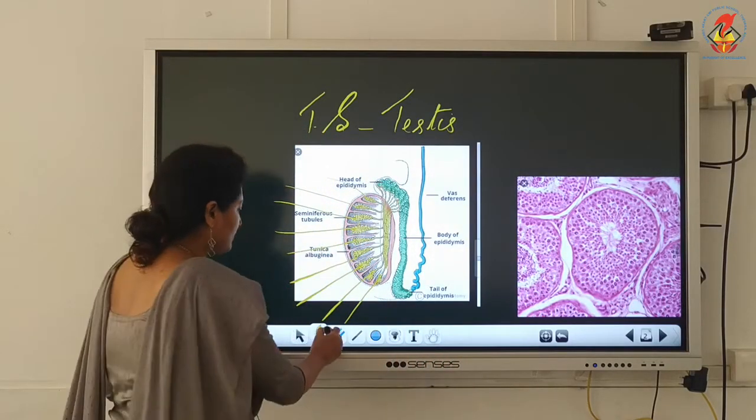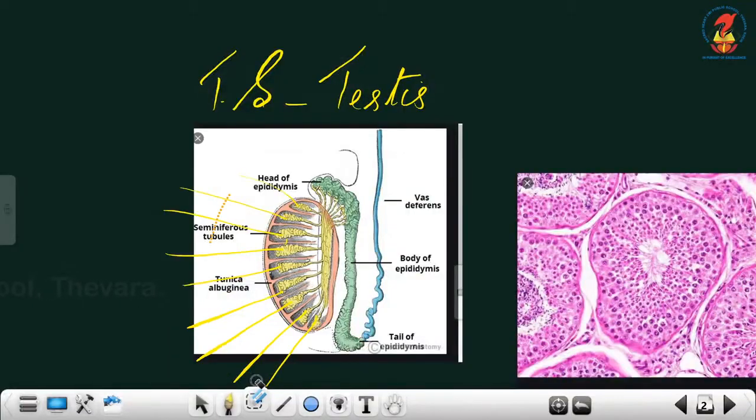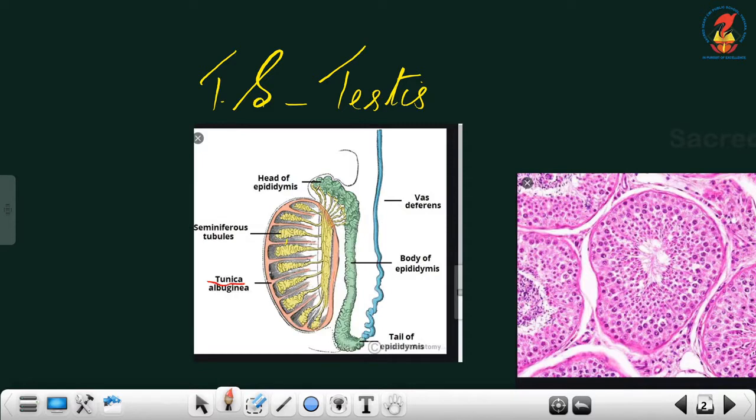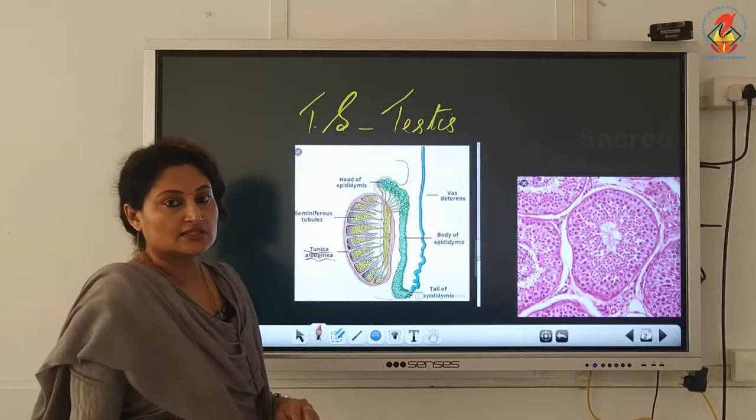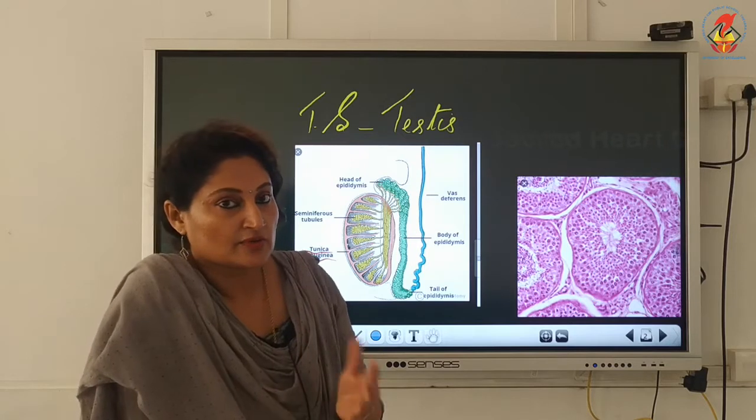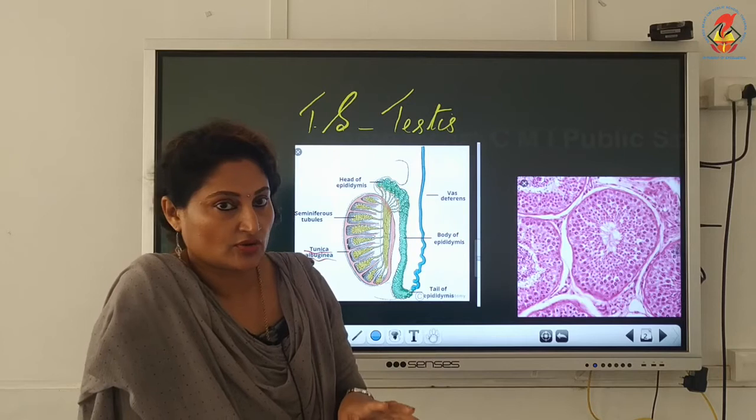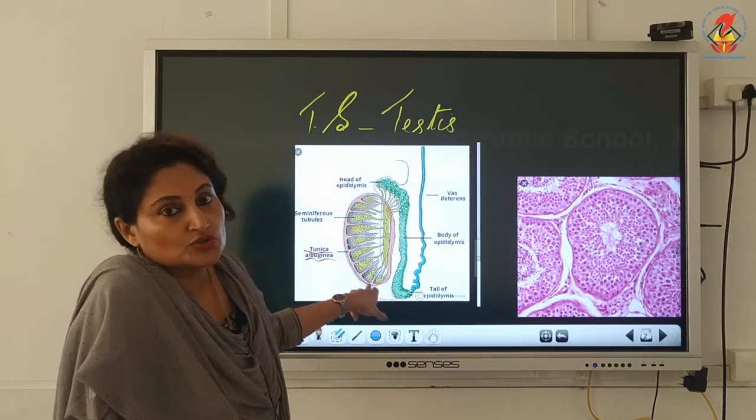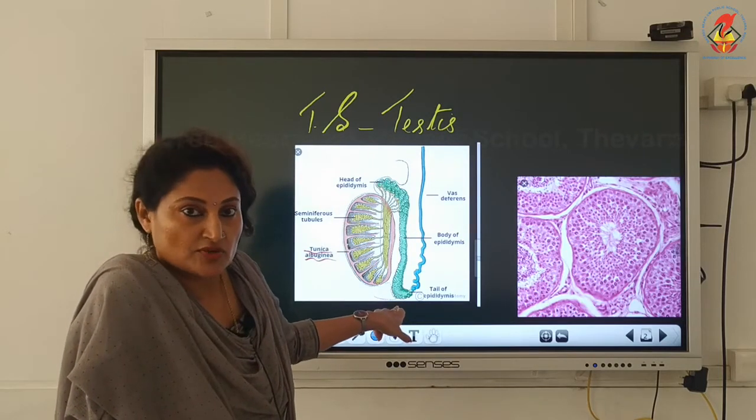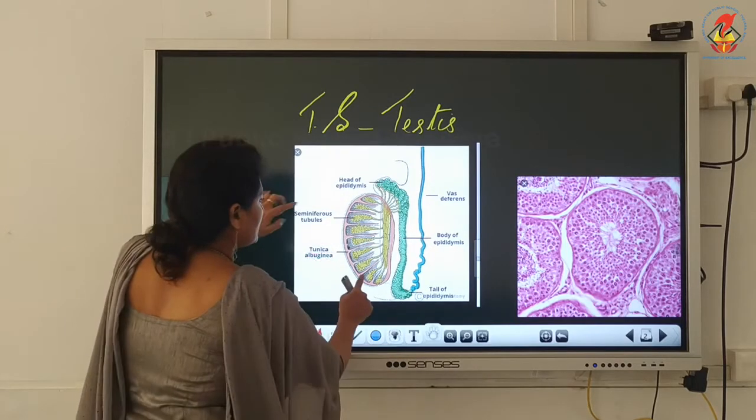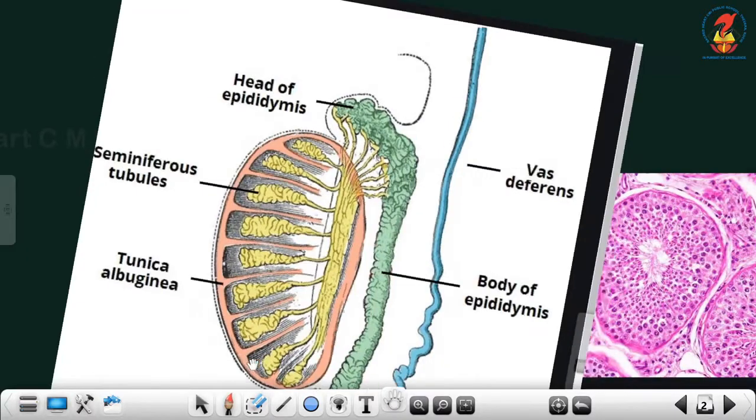And before that, you remember that the testis is covered by a fibrous membrane called tunica albuginea. Tunica albuginea is a fibrous membrane that surrounds the testis. It's a pair inside the scrotum, and each testis is divided into 250 lobules called seminiferous lobules. And each seminiferous lobule, just look into the seminiferous lobule.